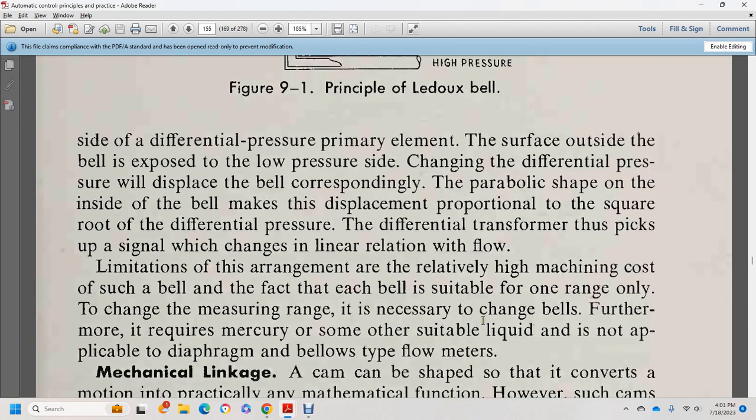the limitation with the arrangement relative to the high maintenance machine cost of such bell with the fact that each of the bells is suitable for the one range only with the chain with the measuring range is necessary. The chain with the bells furthermore requires mercury or some other suitable liquid, is not applicable to the diaphragm bell type of the flow meter.